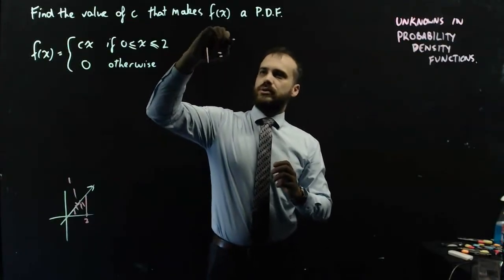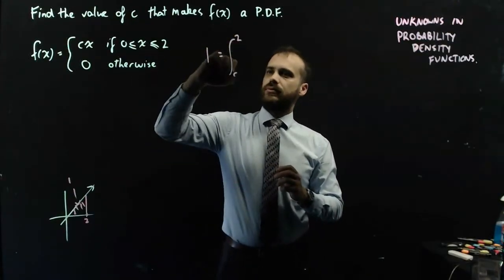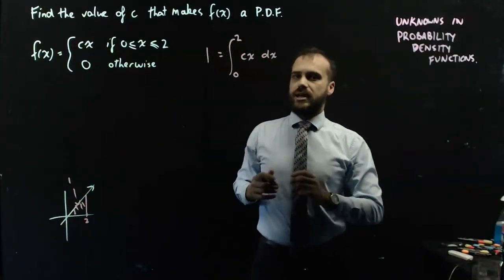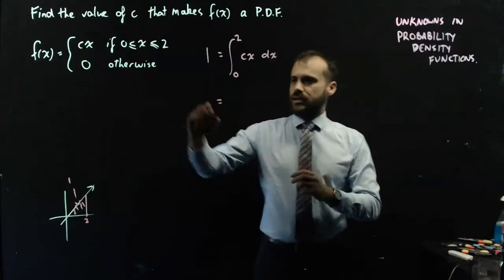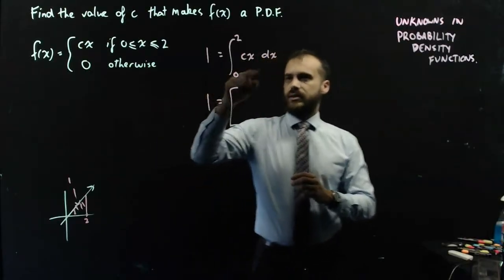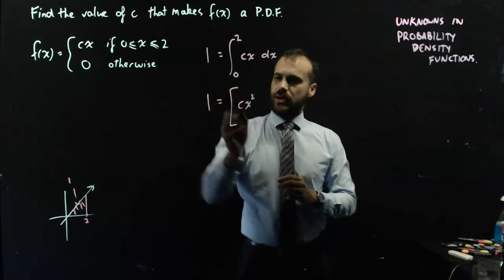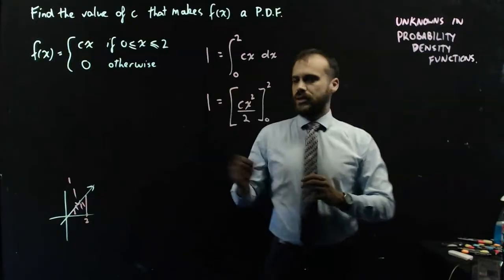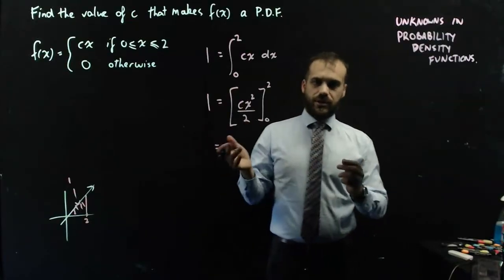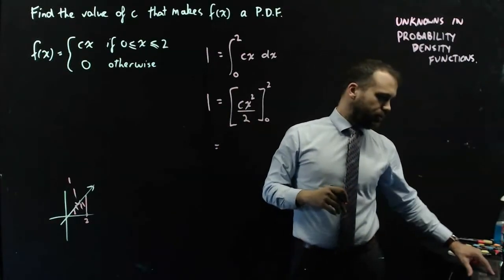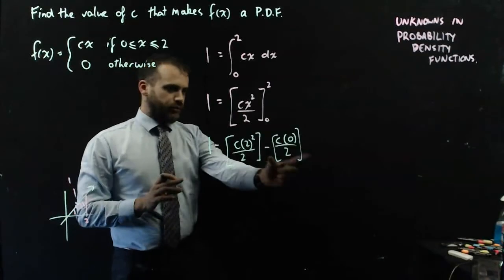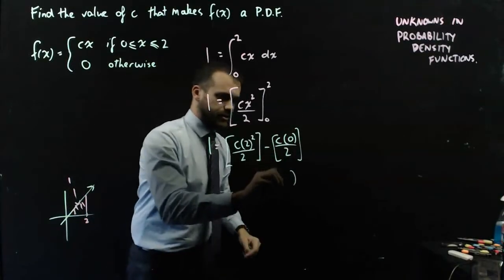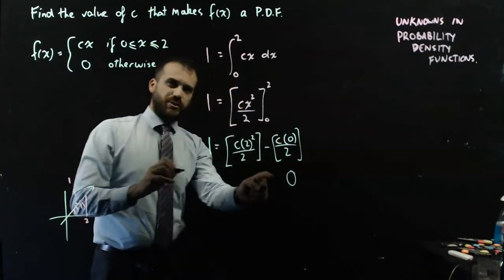So 1 equals the integral between 2 and 0 of cx with respect to x. Now, integrating that, the integral is cx squared over 2, and I'm integrating between 2 and 0. Now, I can sub 2 and 0 into that equation. As is often the case, the second bracket is c times 0 over 2, which is a big fat 0. So we don't really need to worry about the minus anymore.